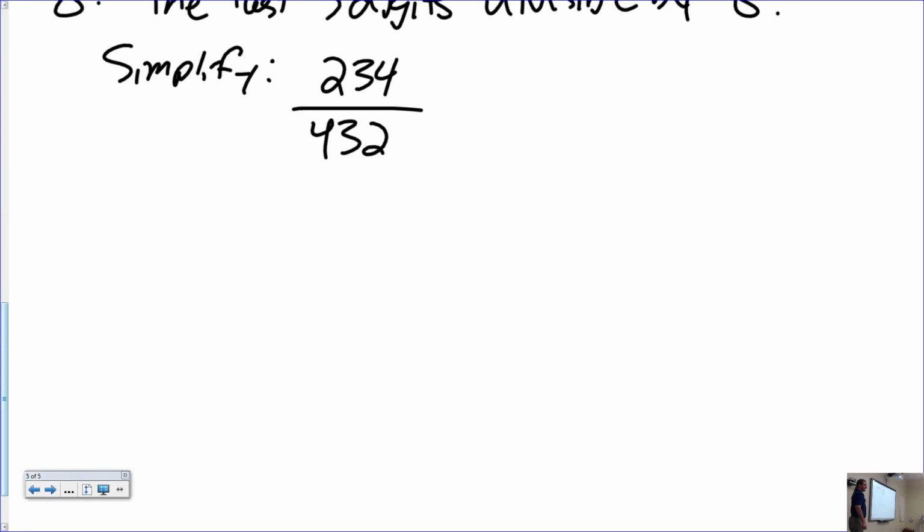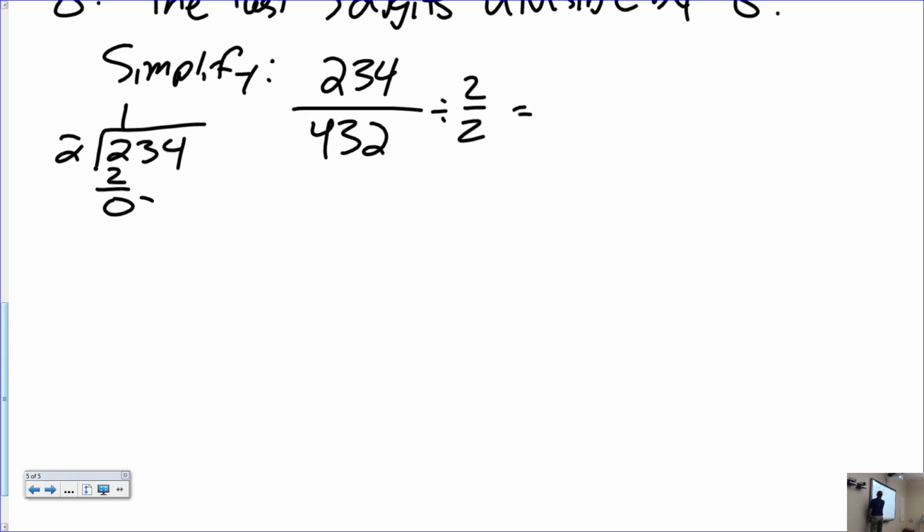Why are both of these divisible by 2? They're both even, okay? So, when you divide by 2 over 2, what do you wind up with? What's half of 234? If you didn't know it off the top of your head, how would you figure it out? You would just go, oh, I remember this. 2 into 2, 3, 4, right? 2 goes into 2 once. Bring down your 3. 2 goes into 3 once. 2 goes into 14, 7.